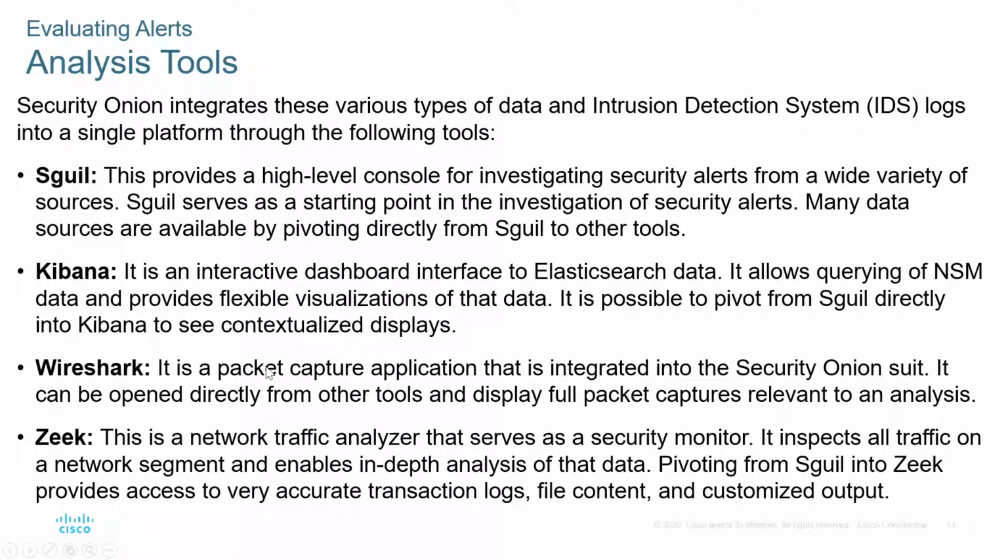Wireshark's going to allow you to dive deeper into the packet captures. You've done a little bit of Wireshark analysis so far, so this would allow you to analyze what part was captured and then dive deep into that packet. And then Zeek itself is a network traffic analyzer that serves as a security monitor. It's going to inspect all the traffic on a network segment and enable an in-depth analysis on that data. So pivoting from Sguil to Zeek provides access to very accurate transaction logs, file content, and customized output.